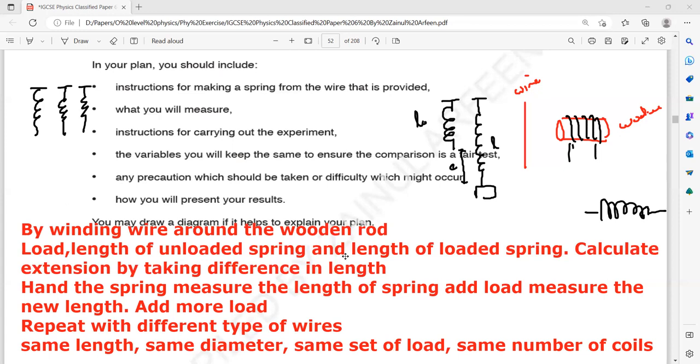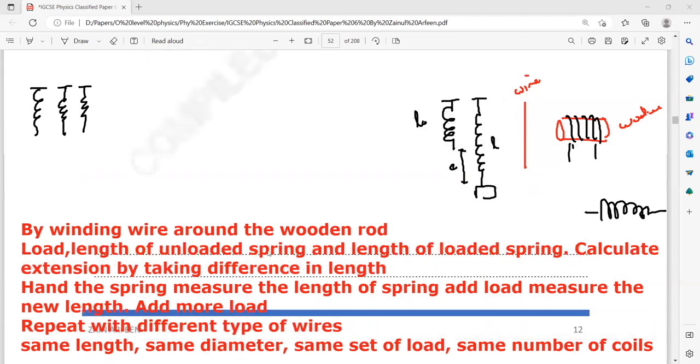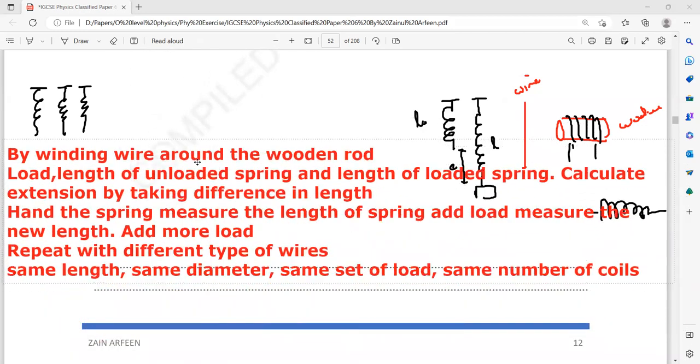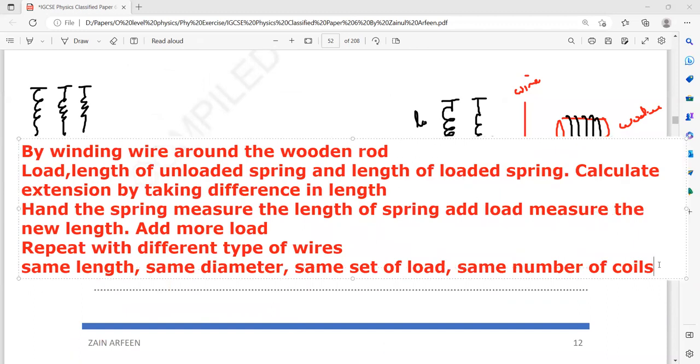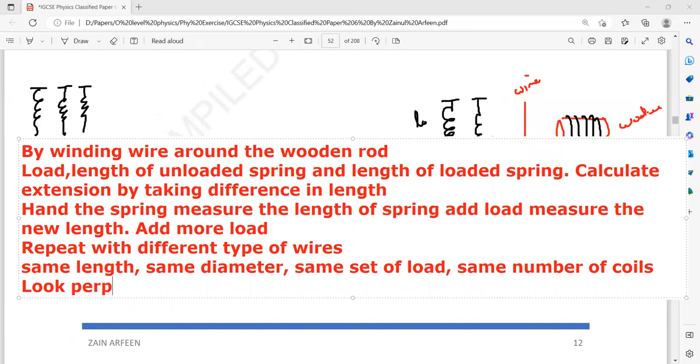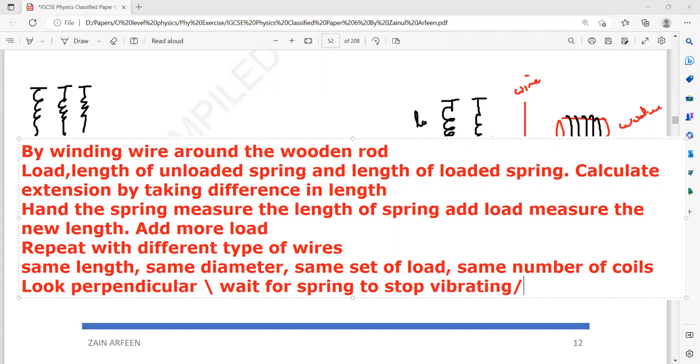So any precaution you will take? We will look perpendicular, avoid parallax error, and we will wait for the spring to stop vibrating. And what might be the difficulty? Maybe the clamp and the stand might topple. That is one difficulty, because they ask for any precaution or a difficulty.